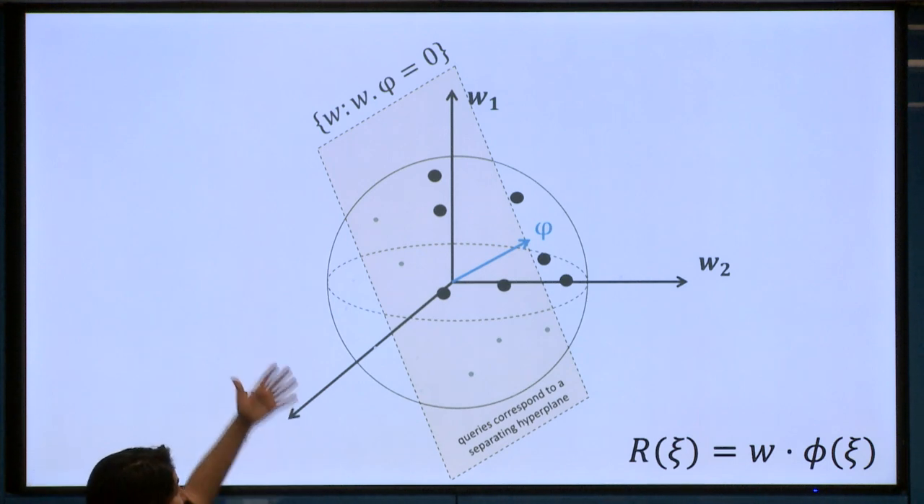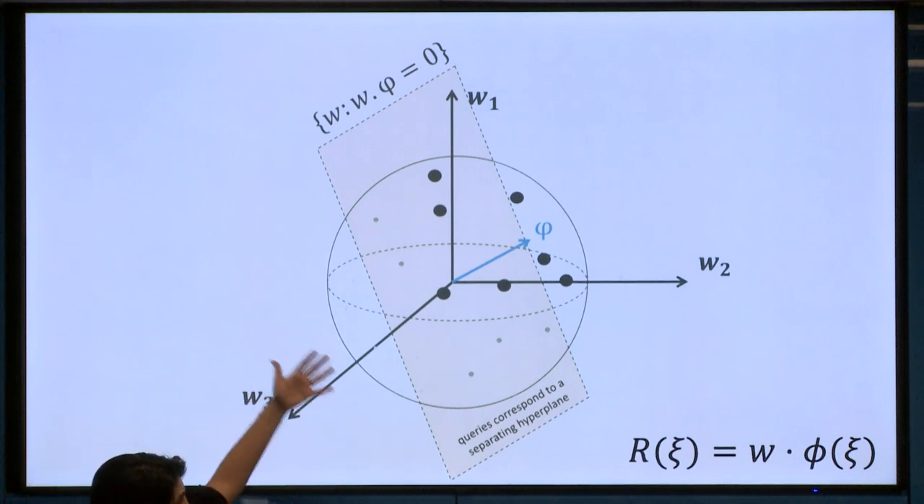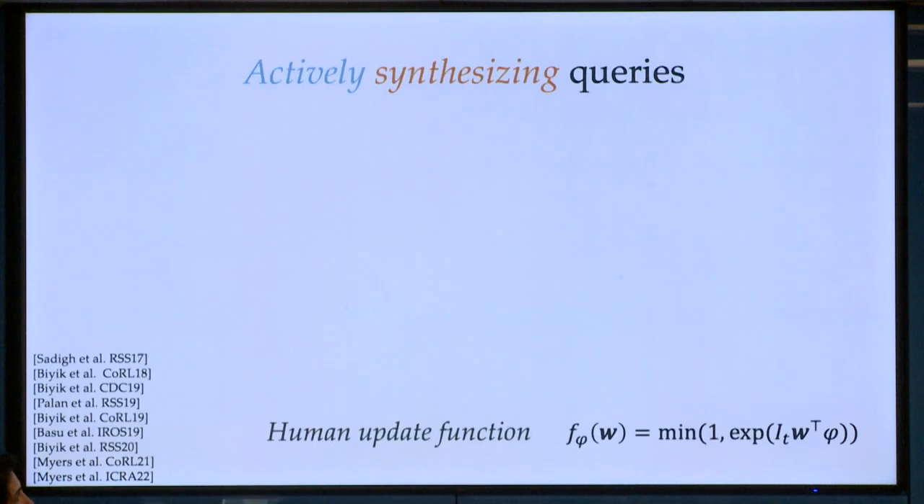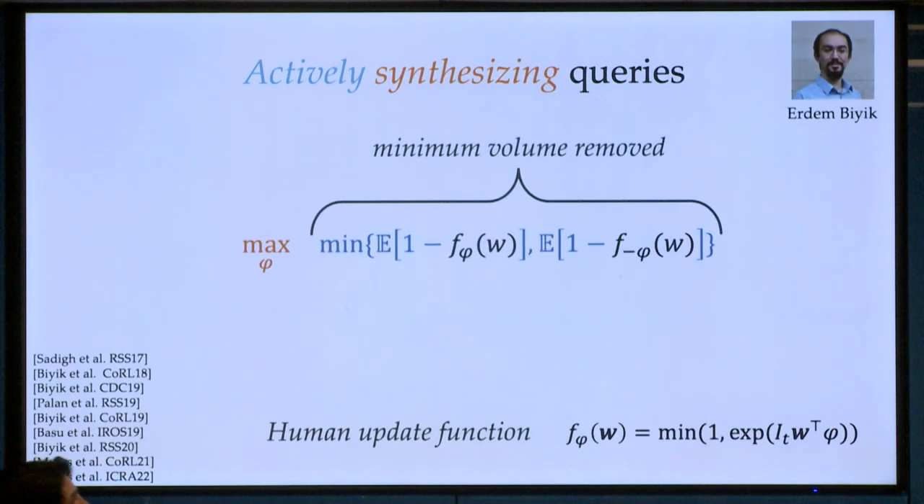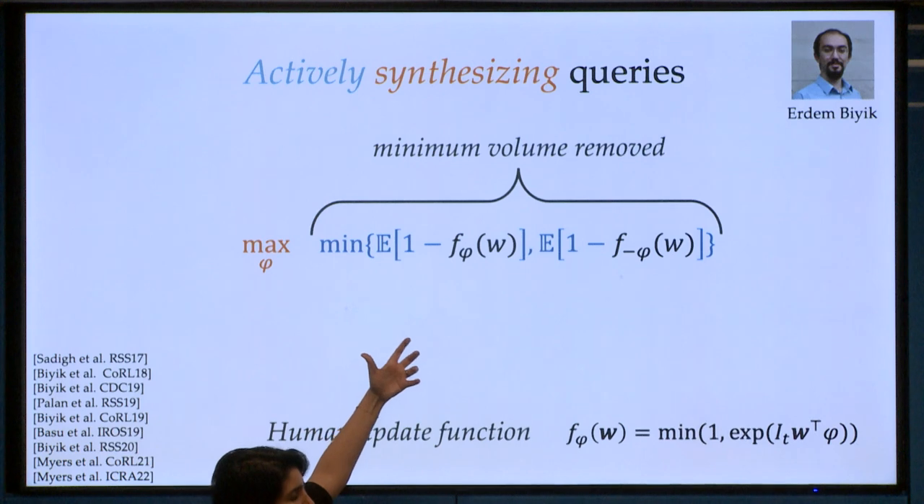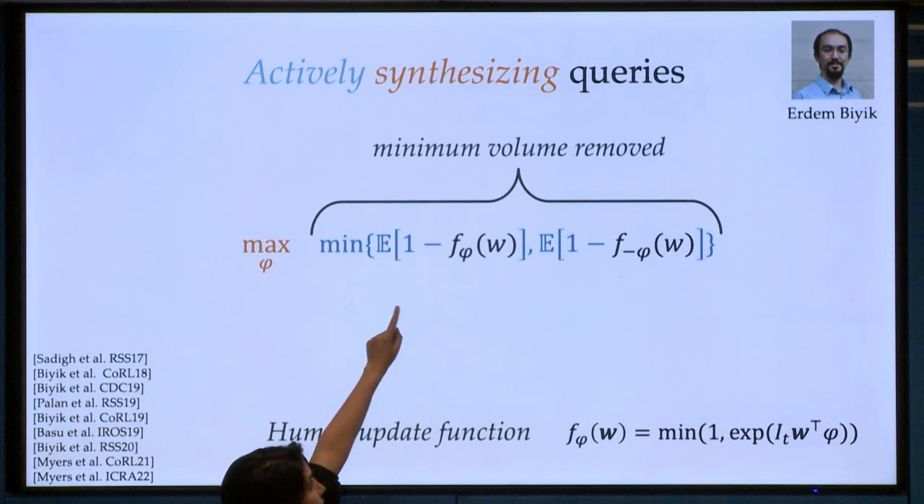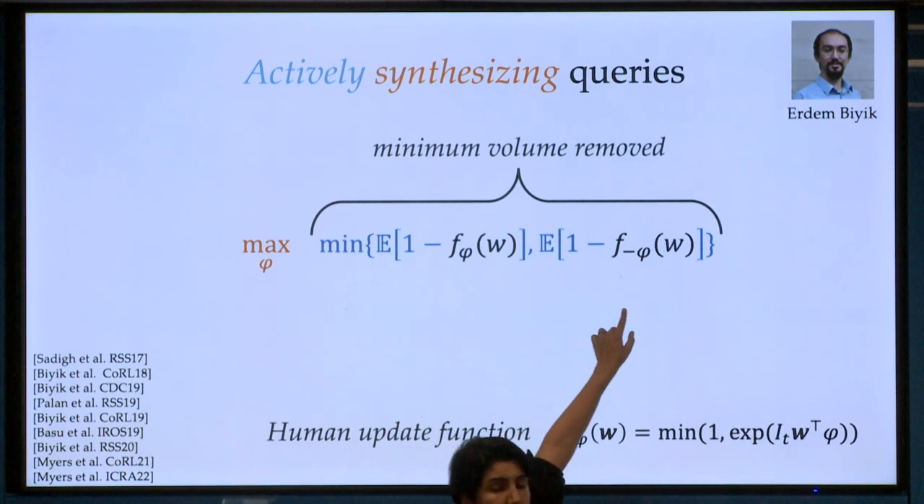So the query that I'm generating, like the scenarios that I'm generating, is the hyperplane. Let me go back here. Basically, I'm asking how much volume is removed if the person tells me they like A over B, or they tell me they like B over A.